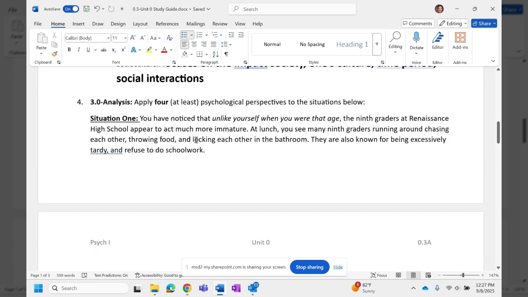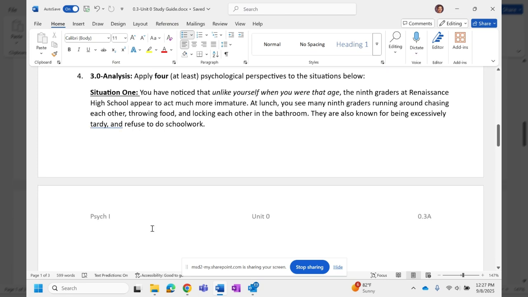So situation 1, you have noticed that unlike yourself when you were that age, the ninth graders at Renaissance High School appear to act much more immature. At lunch, you see many ninth graders running around, chasing each other, throwing food, and locking each other in the bathroom. They are known for being excessively tardy and refuse to do schoolwork. So how would we study ninth grade perspectives?